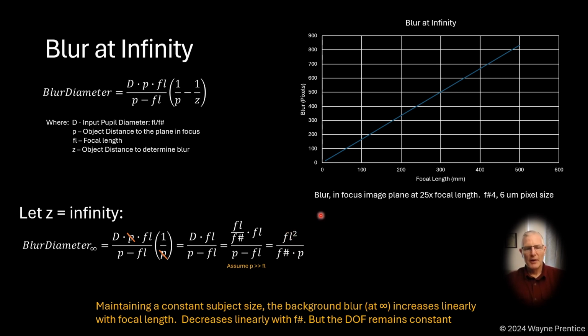So the takeaway here after all this is to say that when you maintain a constant subject size, the blur in the background at infinity increases linearly with focal length, and decreases linearly with F number. However, the depth of field remains constant. So despite a constant depth of field, there is a difference in blur in the background, and this equation describes that blur. So that's all I have today. We'll look a little closer.